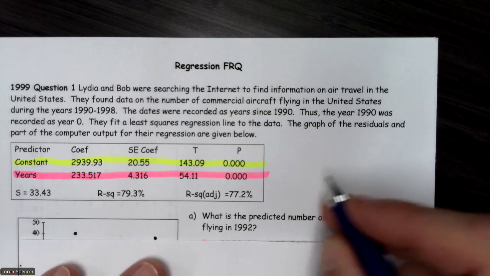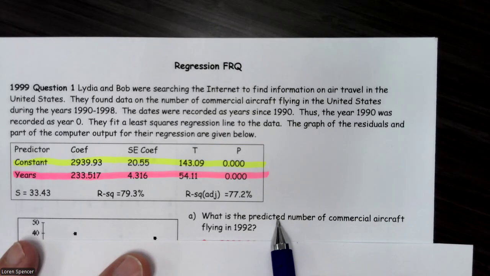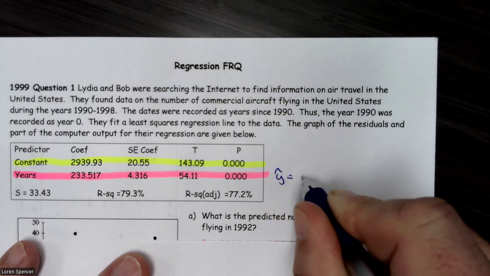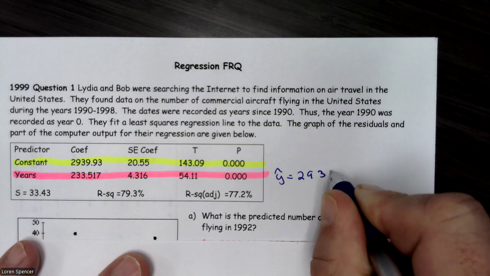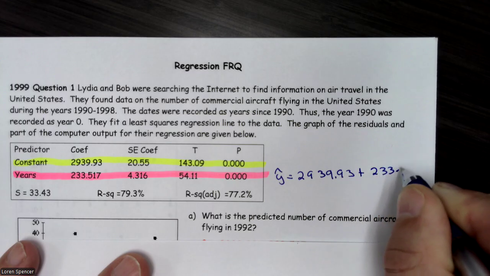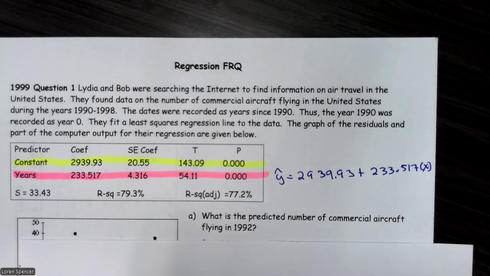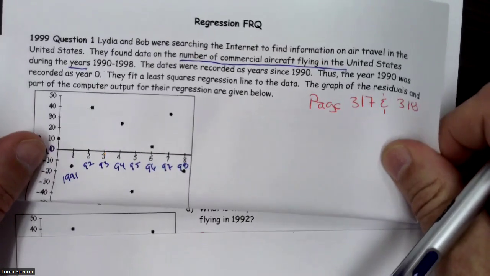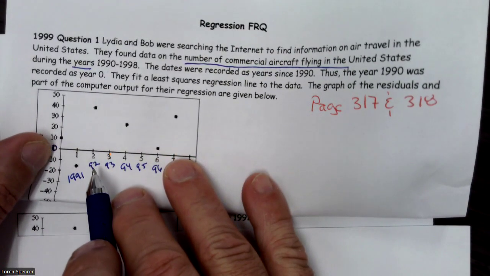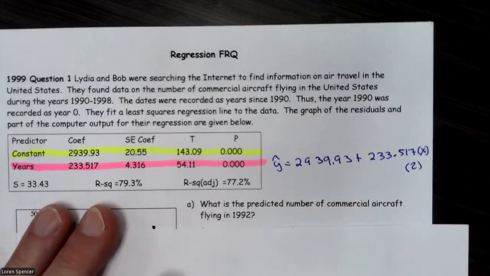Well, to do that, I'm going to need my regression equation. Well, my regression equation is y hat equals 2939.93 plus 233.517x. Now, when we looked at it, 1992 is shown as year 2. So we're not going to plug in 92. We're going to plug in 2 for x. So I'm going to plug in a 2 right there for x.